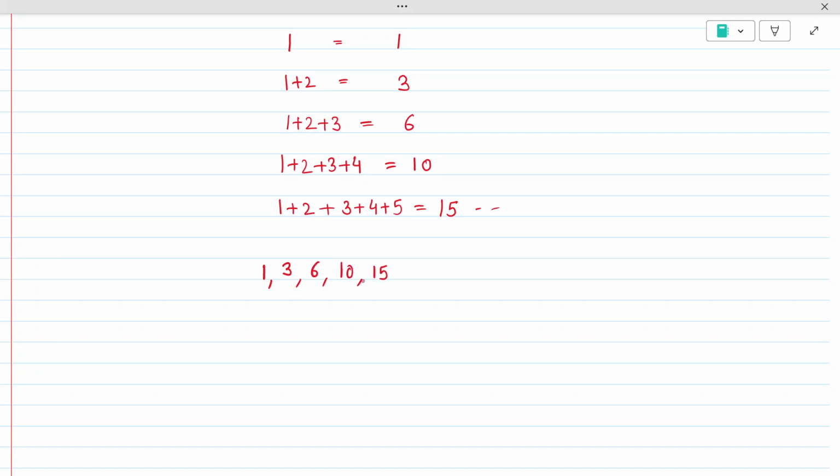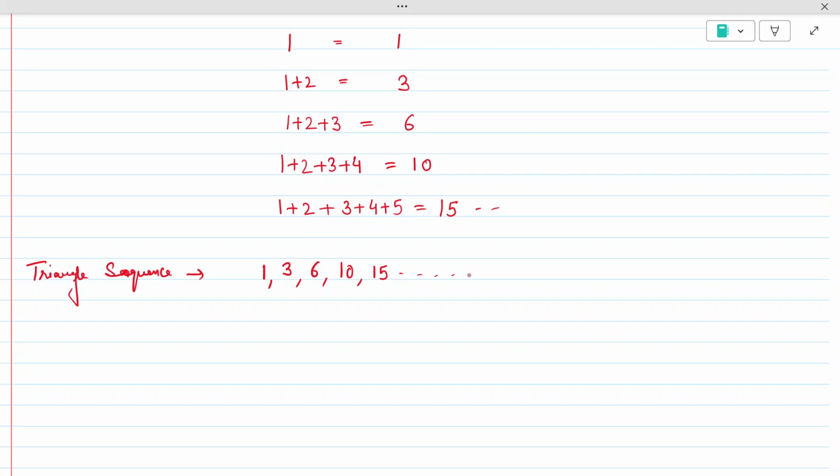So kids, what is this series? This is a triangle sequence, or triangular sequence. 1, 3, 6, 10 and 15 we have done. This is the triangular sequence.